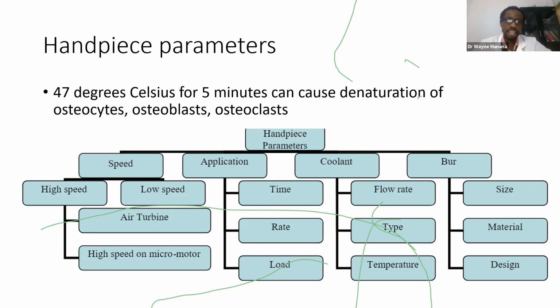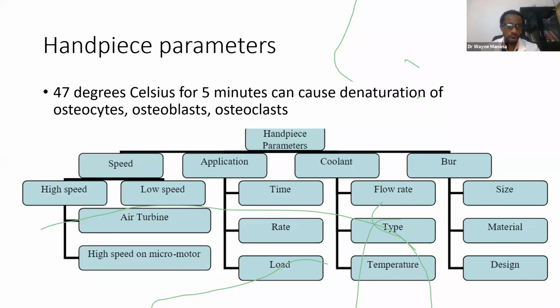And there are very many important things that we should consider as parameters for our handpieces, and things like speed. How much speed should we use for our slow handpiece or our implant motor when we do third molar surgery? Are we using very high speeds, low speed? Are we using air turbine? I have asked that question already. And when you drill, do you continuously drill, because we know at 47 degrees Celsius for 5 minutes, we are already killing cells. And how much pressure are you supposed to apply using your handpiece? And are we supposed to irrigate?